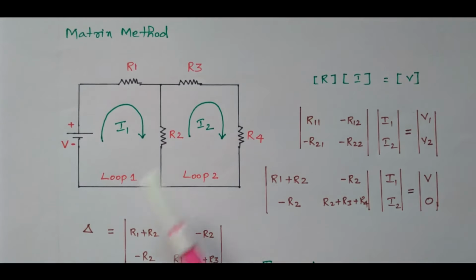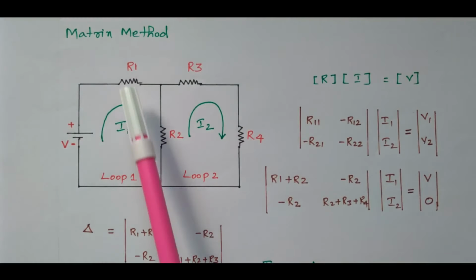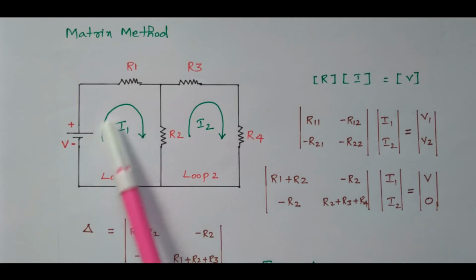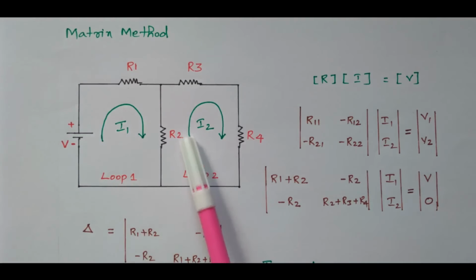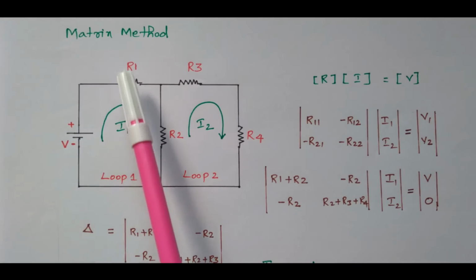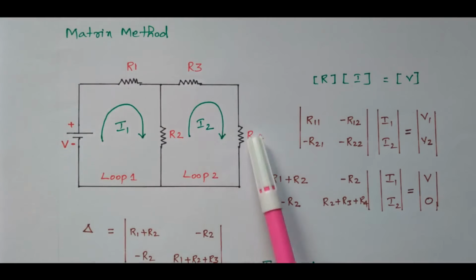Now we'll see this matrix method. The same problem is available. The two loops with R1, R2, R3, R4. This is loop 1, this is loop 2. Current in loop 1 is I1, current in loop 2 is I2. The voltage applied is V, so this is the potential rise. These R1, R2, R3, R4 are potential drops. Same thing we discussed in the equation method. Now we'll see the matrix method.